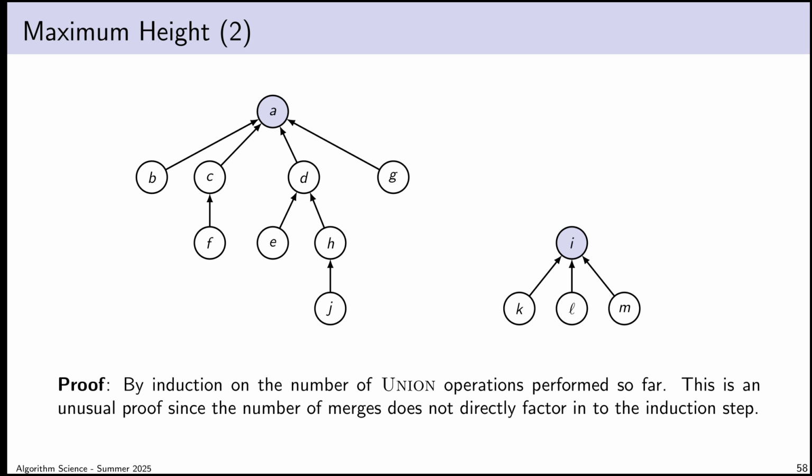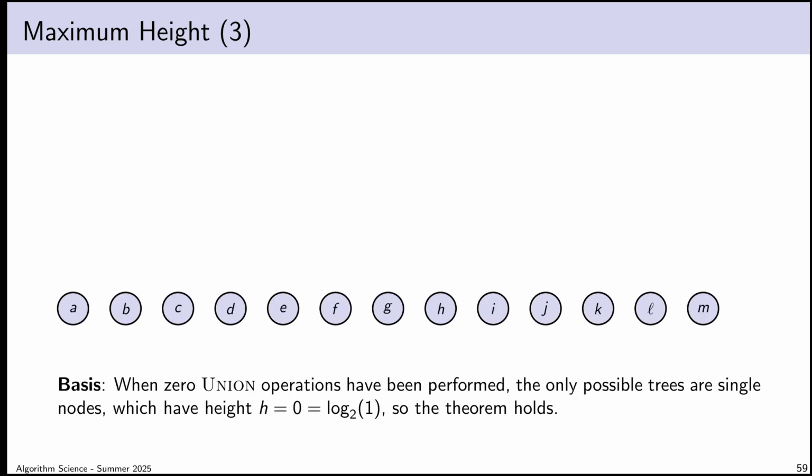It's just interesting to see a case where an induction step where you use your hypothesis, but you never actually use your induction variable directly. Okay, so the basis is when 0 union operations have been performed, the only possible trees are single nodes. Well, that's pretty easy because a tree with one node has height 0, and 0 happens to be log base 2 of 1, which is the number of nodes in the tree, so the theorem holds. Great. And this is the reason I use the number of union operations executed as my induction variable, because it's very easy to assert a basis under those circumstances.